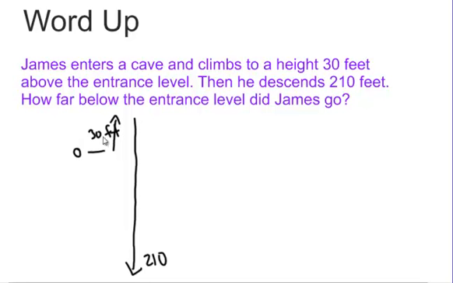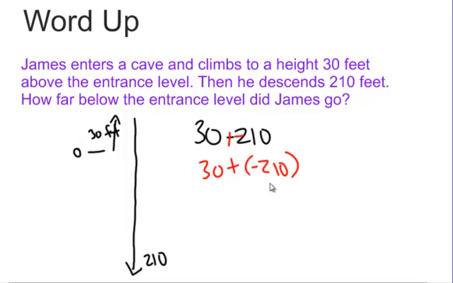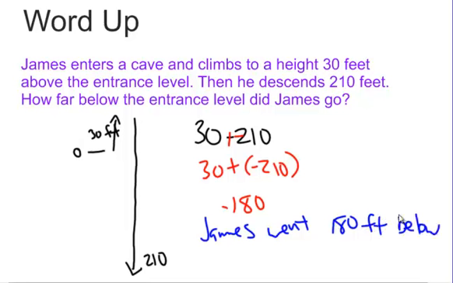So where does he end up? Well, at 30 feet, he's at positive 30, right? Then he subtracts 210 because he descends 210 feet. Now we have a subtraction problem. You can visualize a number line, or you could change subtraction to addition, change the sign of the second number. 30 plus negative 210. Signs are different. Find the difference. 210 minus 30 is 180. Sign of the higher number is negative, negative 180. So, James went 180 feet below the entrance level.